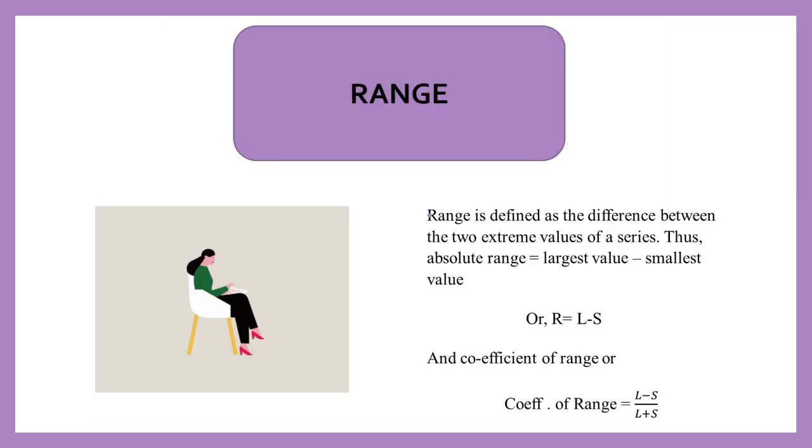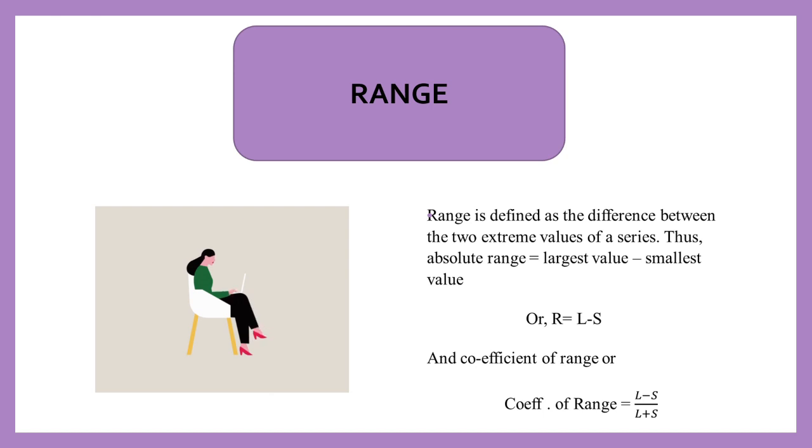Range. Range is defined as the difference between the two extreme values of a series. Thus, absolute range equals largest value minus smallest value, or R = L - S. And the coefficient of range equals (L - S) upon (L + S), where L is the largest value of a series, S is the smallest value of a series.